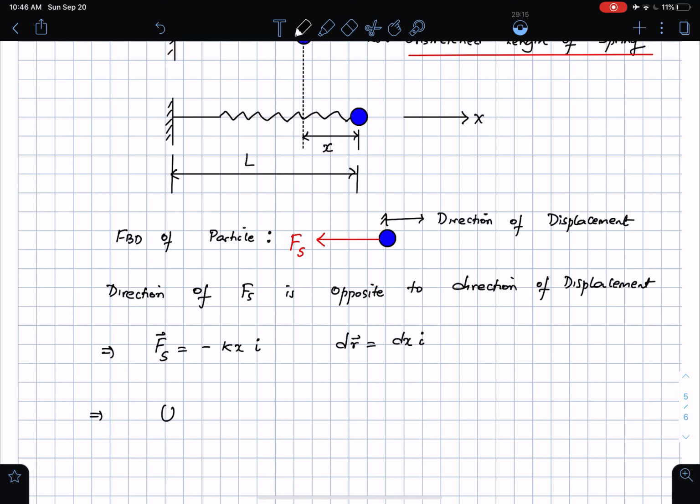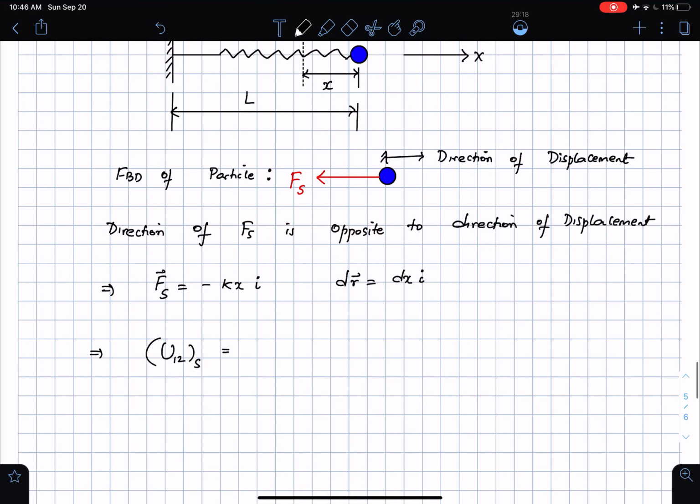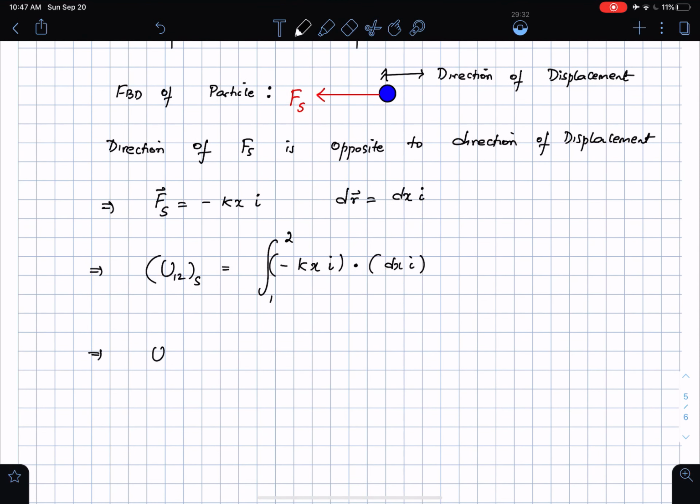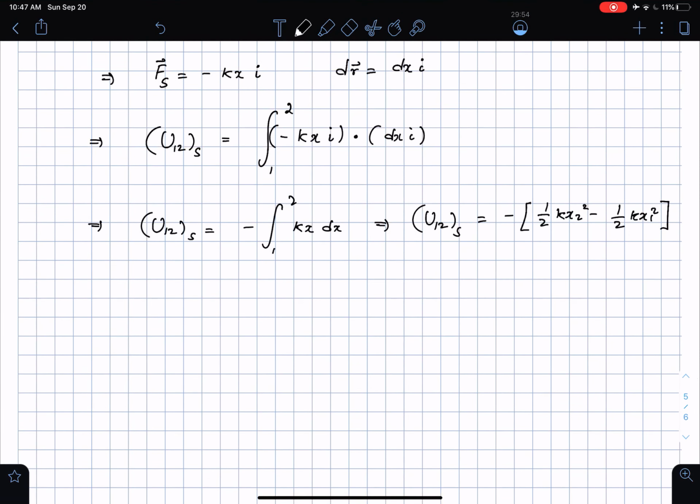Okay, which means that U1 to S is going to be the integral from 1 to 2, bear with me, of minus kx in the i direction dotted with dx in the i direction. i dot i is equal to 1, which tells me that U1 to S is minus the integral from 1 to 2 of kx dx. This gives me the following: U12 is going to be minus half kx2 squared minus half kx1 squared. Okay, that is typically how we are writing it out.